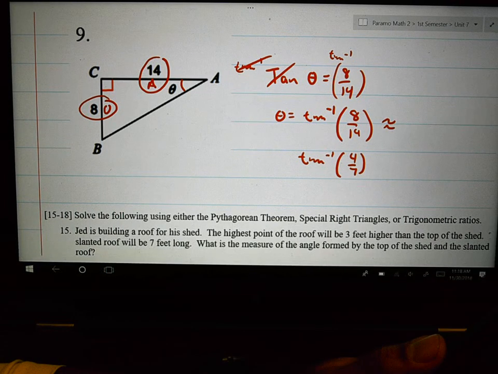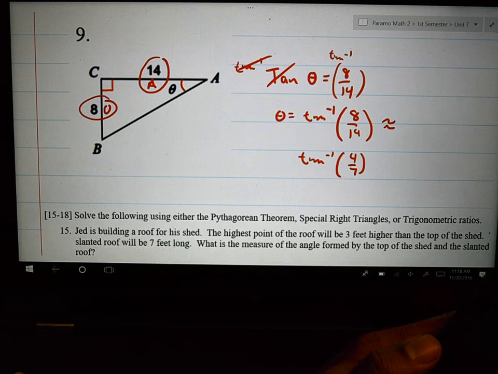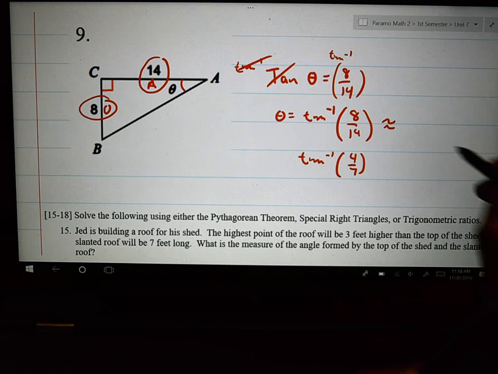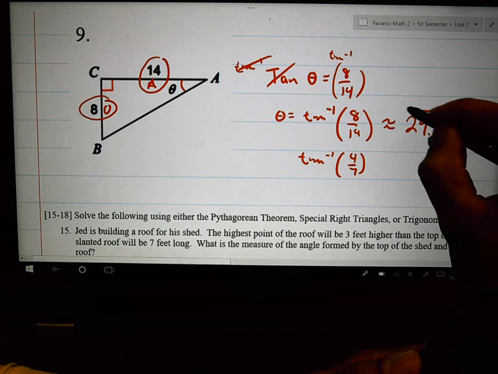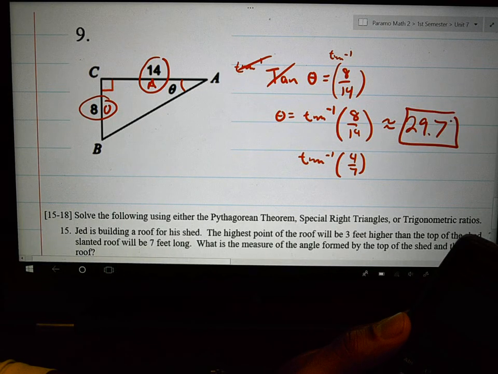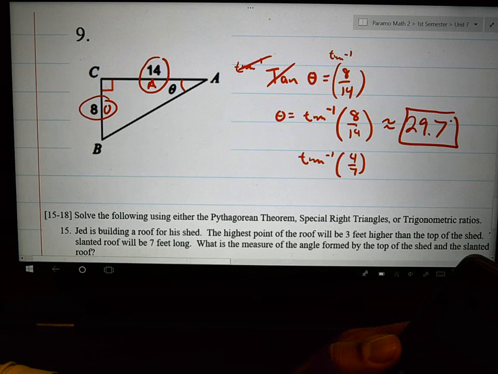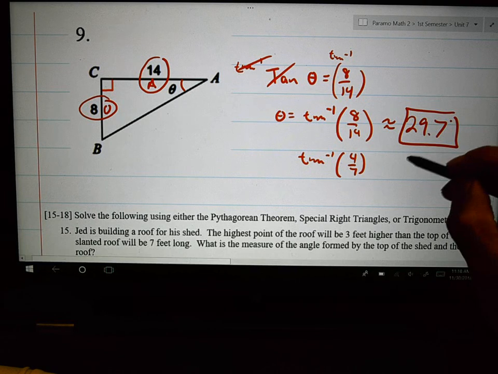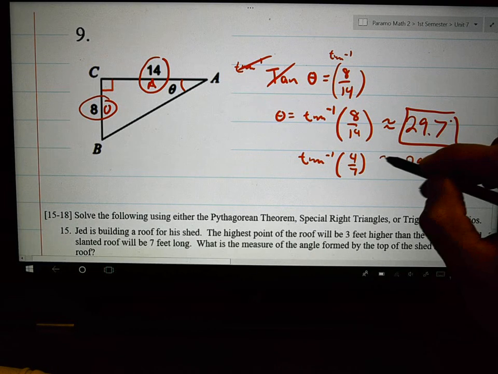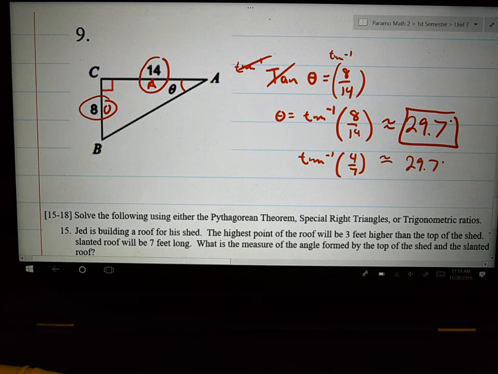I'm going to plug this in. 8/14 equals about 29.74 degrees. I'm going to do the same thing, inverse tan of 4 divided by 7, and what do you know, 29.7 degrees as well. It's the same answer because they're in the same proportion, same ratio.